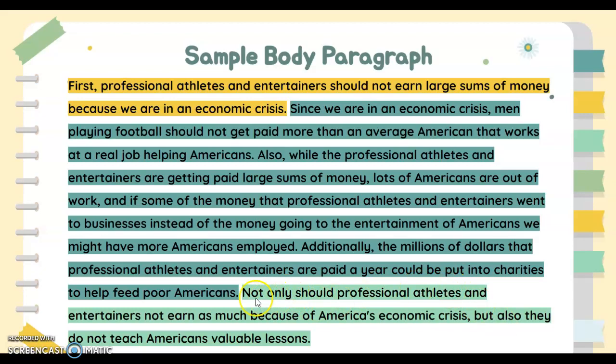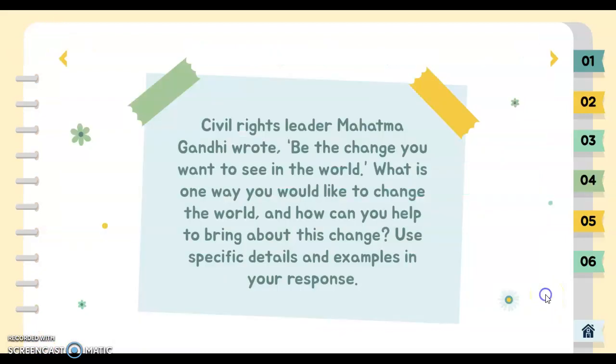So in this one, the whole paragraph is about an economic crisis. So it says, not only should professional athletes and entertainers not earn as much because of America's economic crisis, right? I'm restating what this paragraph is about. And then I'm using that but also sentence frame. But also, they do not teach Americans valuable lessons. So that means the next body paragraph is going to be all about that topic of, they're not teaching Americans valuable lessons. There are some other ways that money can go into teaching lessons.